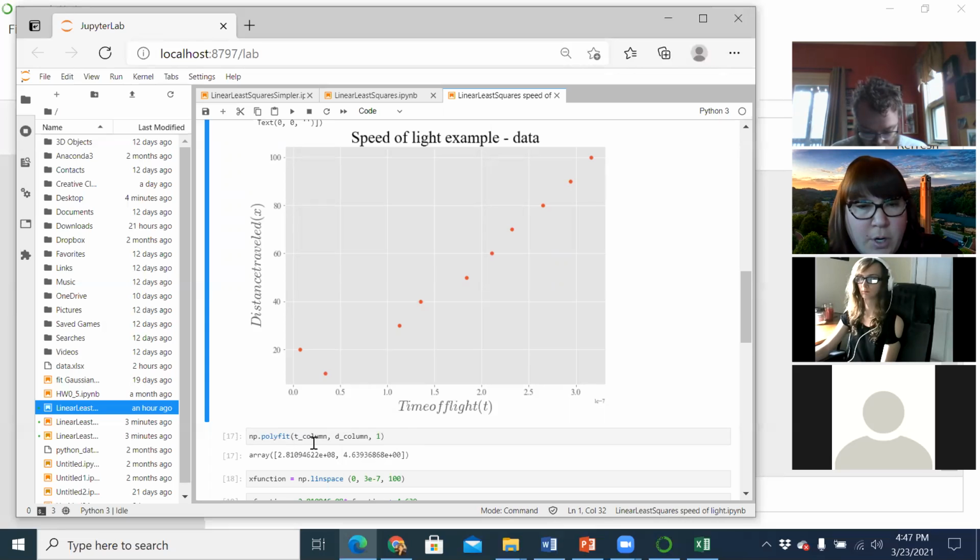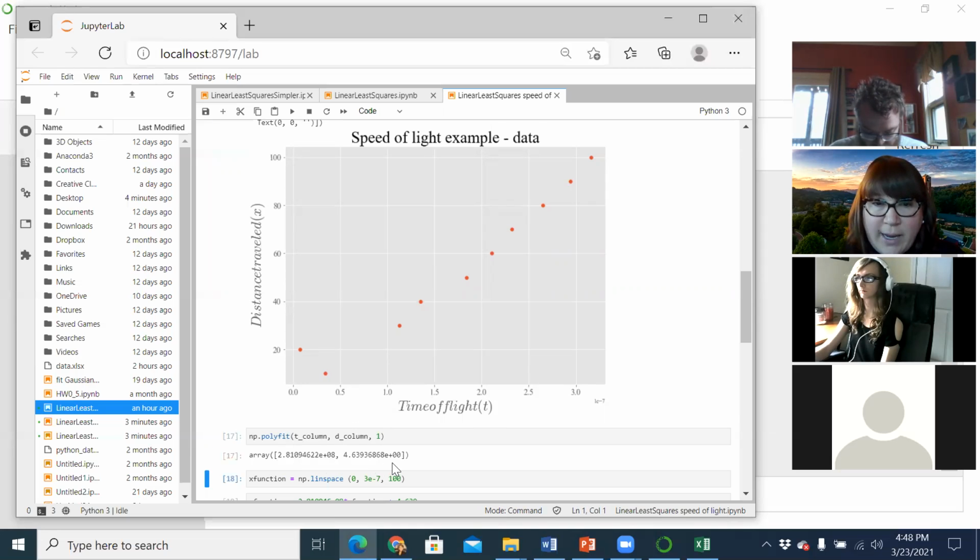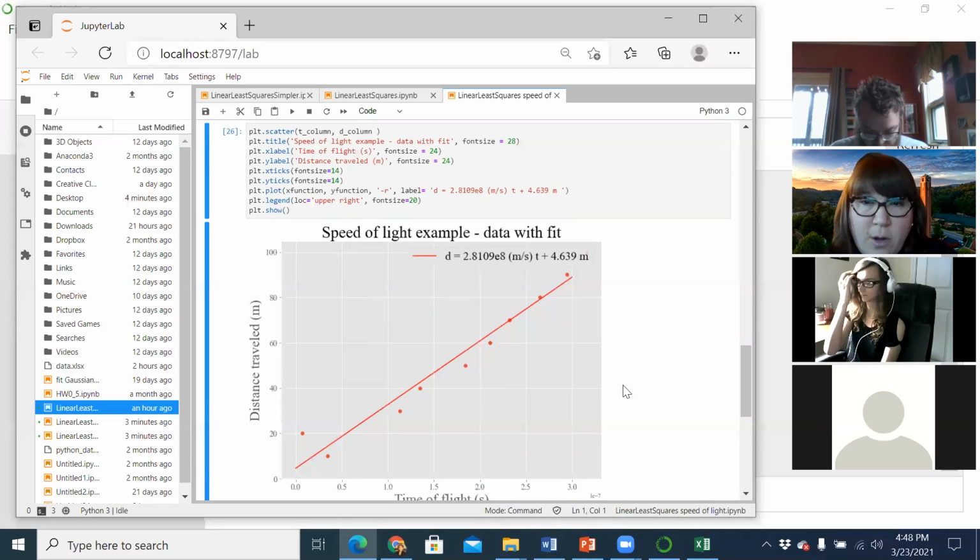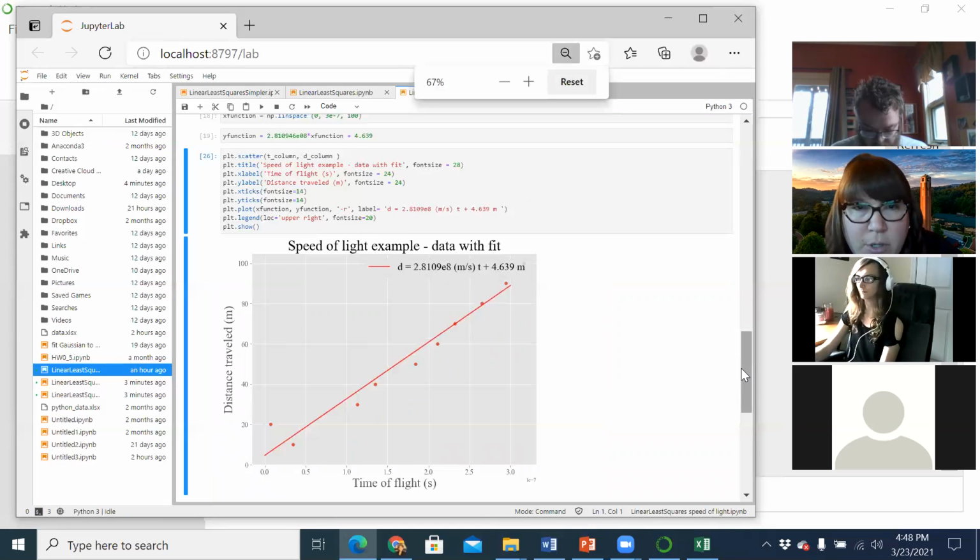So we put our T column here as our x-axis and D column as our y-axis for the fit. Notice that it doesn't even show me a graph or anything. It just gives me back my fit parameters, my slope and my y-intercept. That's all I get back after I do a fit in Python. So to show that, I have to build my own line. That's what I'm trying to show here.